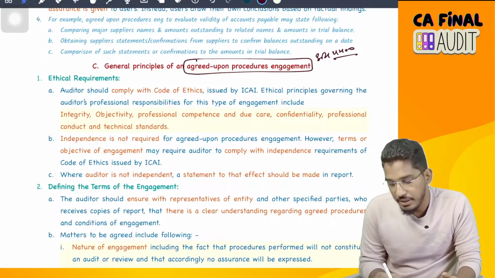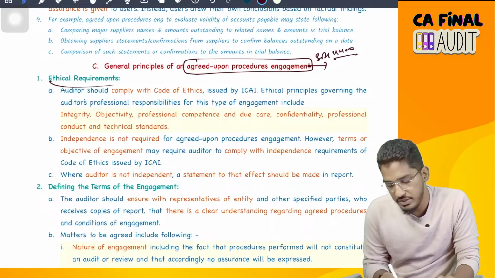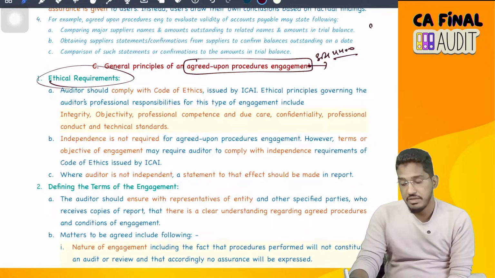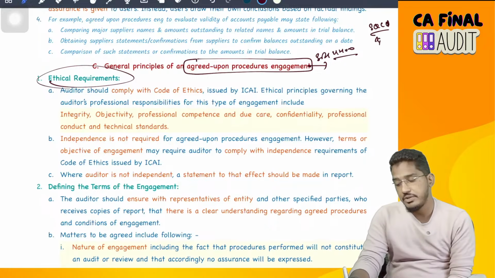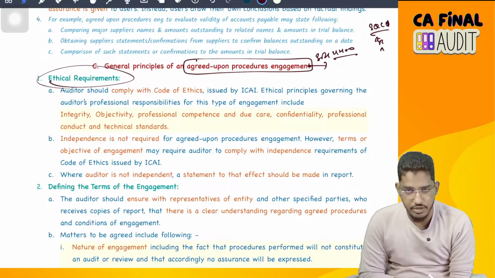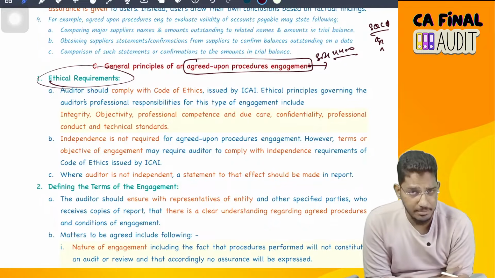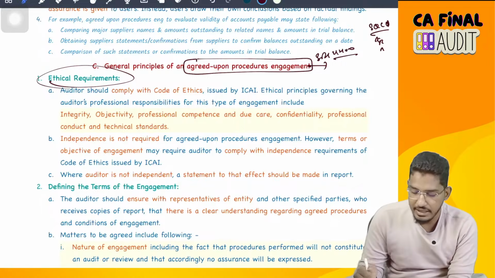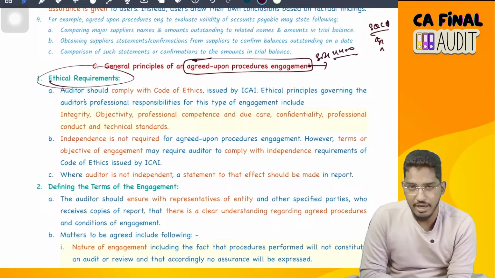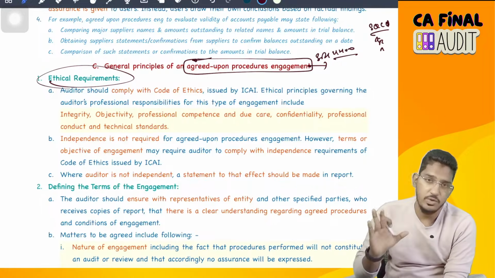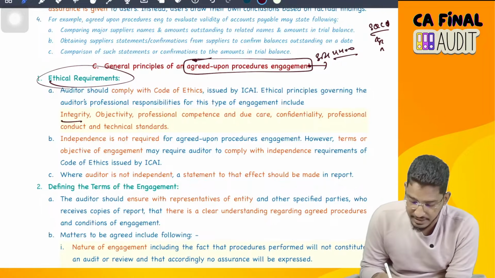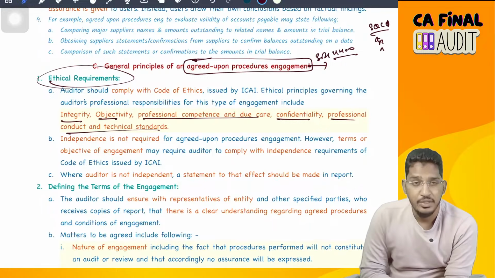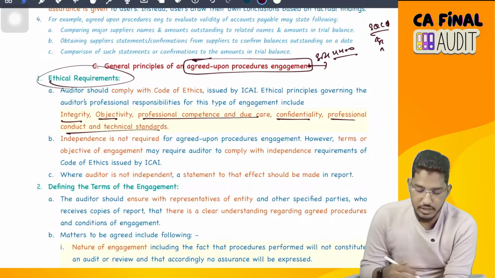Even if the client is coming to you and asking you to perform agreed upon procedures, am I required to comply with my ethical requirements? Yes. Why? Because SQC 1 says that in every engagement, be it audit, review, related service, any engagement you are doing, you are required to comply with the ethical requirements. So what are those ethical requirements? Like in every other engagement, even if you are appointed by the client to perform agreed upon procedures, there also you have to comply with 5 ethical requirements: integrity, objectivity, professional competence and due care, confidentiality, professional conduct and technical standards. 5 ethical requirements you have to comply with.